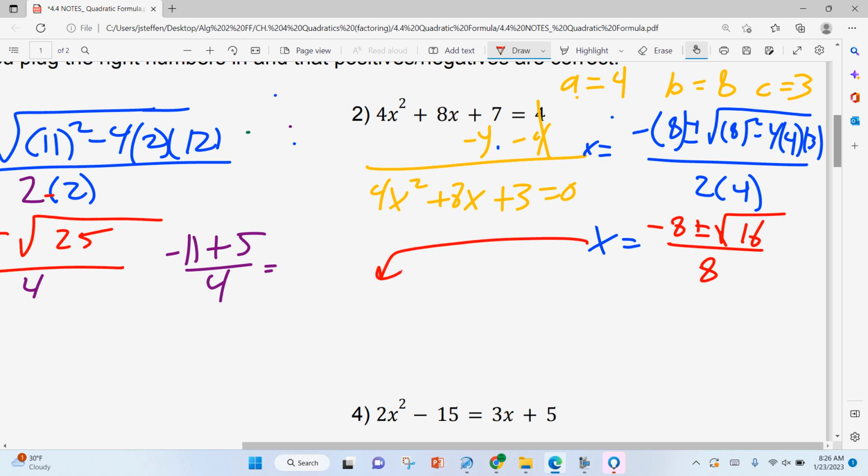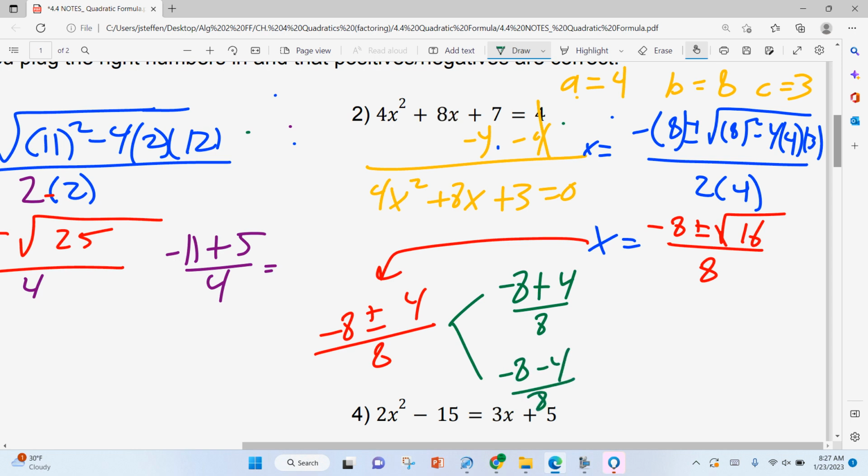We can reduce that, so I'm going to do that over here. Negative 8 plus or minus 4 over 8. Realize that the denominator is over the whole thing. Some people just put the, we'll do it this way. Don't write this down because it's wrong. They'll just put the denominator over the square root. That denominator is the whole thing. So this goes into our two separate scenarios, negative 8 plus 4 over 8, negative 8 minus 4 over 8.